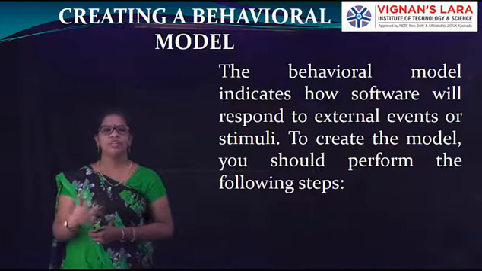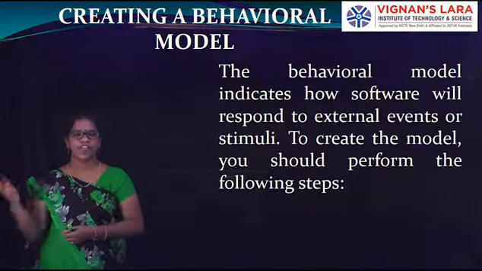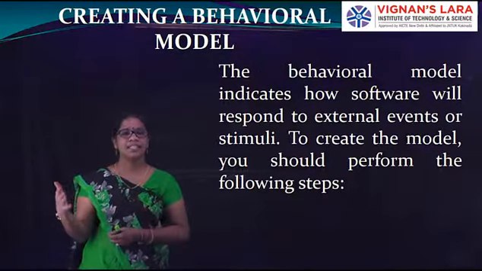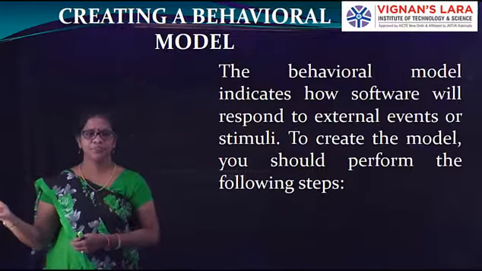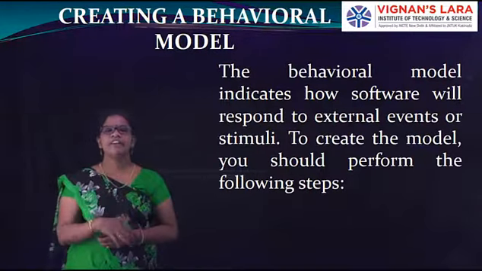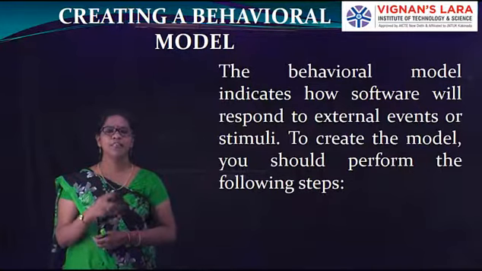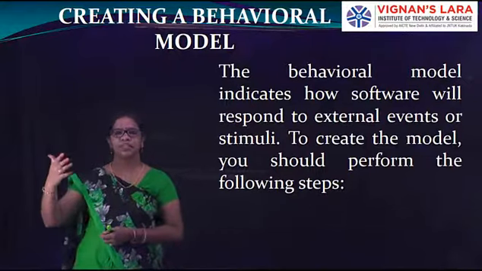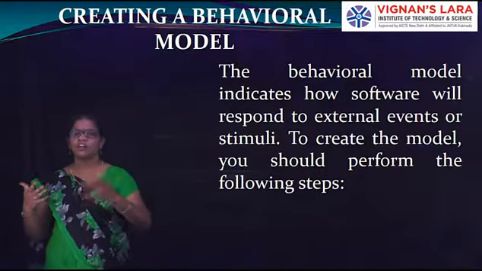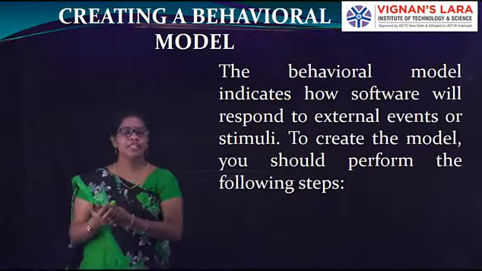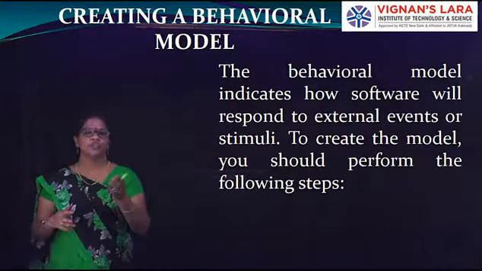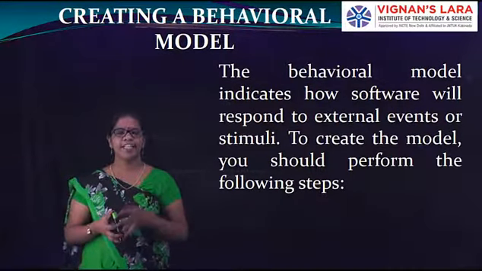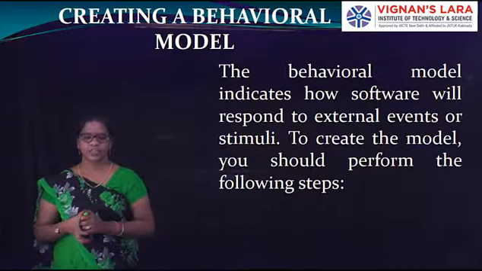So how it behaves. When an event occurs externally, how the system will behave, that is seen in the state diagram in the control specification. The same thing, this behavioral model also indicates how software responds to external events. External events means not internal. External means whether a human is interacting or the external environment conditions, whatever it is. To create the model, you have to perform some steps. So what are those steps?